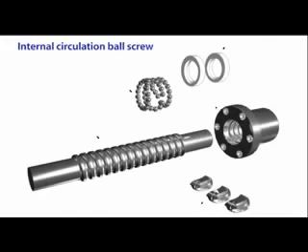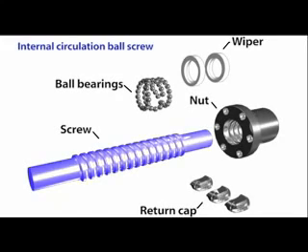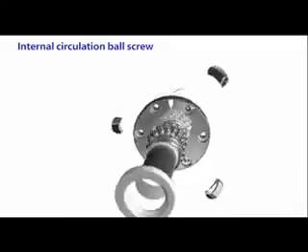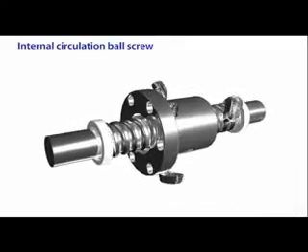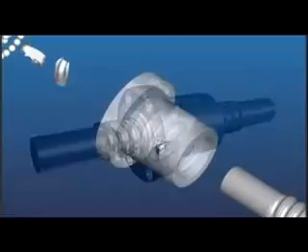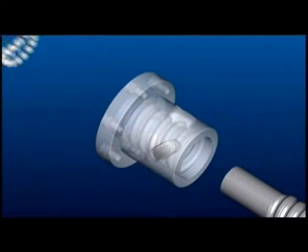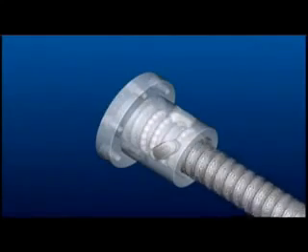Internal circulation ball screws are composed of a screw, nuts, ball bearings, return caps, and wipers. The bearings circulate in single circles. The return cap spans two adjacent bearing races, forming a single closed circuit. Because the return cap is installed within the nut, this type of ball screw is known as an internal circulation ball screw.